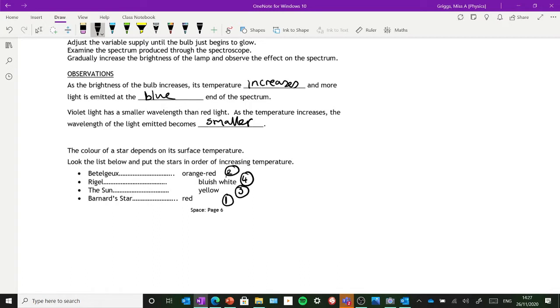And I've got the actual temperatures here. So Barnard's star is 3134 Kelvin. You don't need to remember these, by the way. The sun is 5,778 Kelvin. Rigel is 11,000 Kelvin. And Betelgeuse is 3,500 Kelvin.